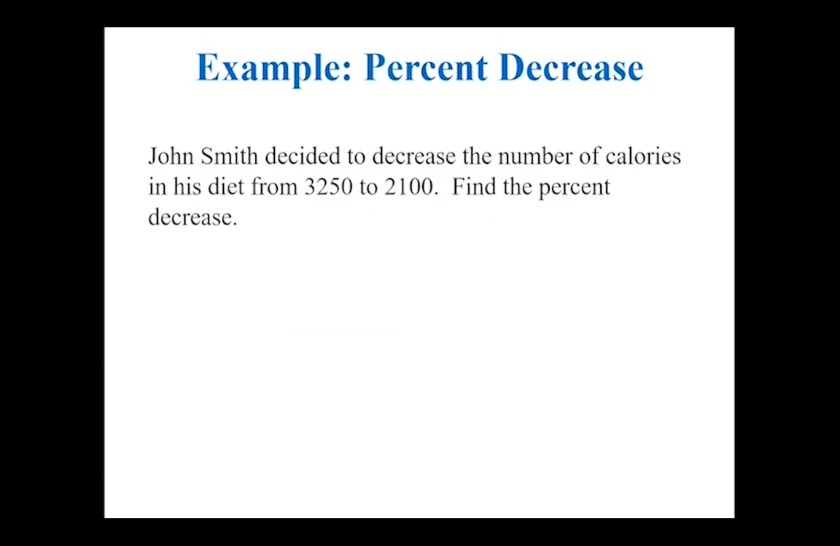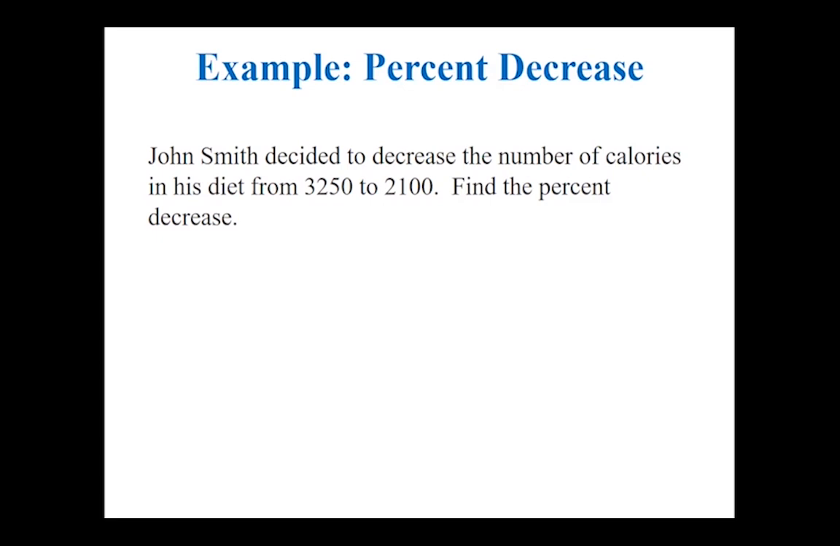John Smith decided to decrease the number of calories in his diet from 3,250 to 2,100. 3,250 seems like a lot of calories per day. Just throwing that out there.